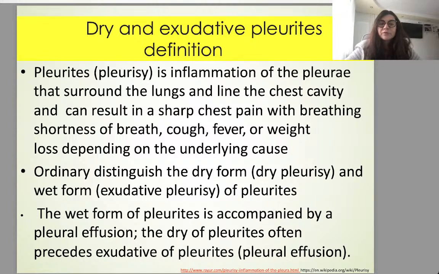We ordinarily distinguish the dry form, which we name dry pleurisy, and the wet form, or exudative pleurisy, of pleuritis. The wet form of pleuritis is accompanied by a pleural effusion. Dry pleuritis often precedes exudative pleuritis or pleural effusion. Most patients suffer from exudative pleuritis, and dry pleuritis is much more rare.